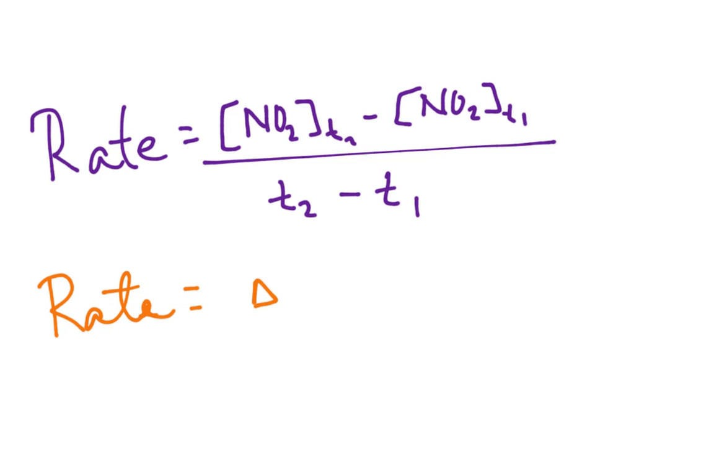We can say the change, remember that this triangle thing means the change, in the concentration of NO2 over the change in time. Okay, so we can write this really, really simply from that really long equation that we saw earlier. All right, so on the next page there, they've got the graph of this shown.